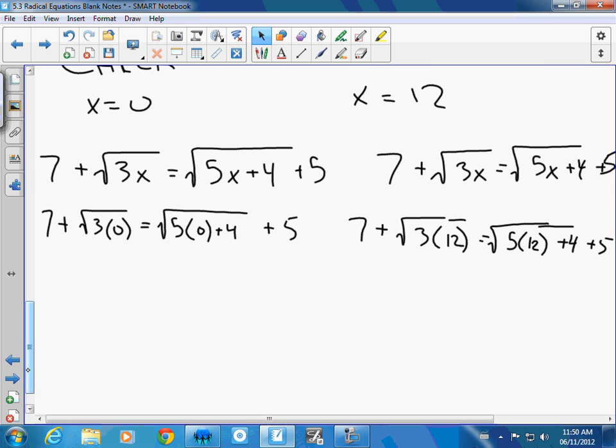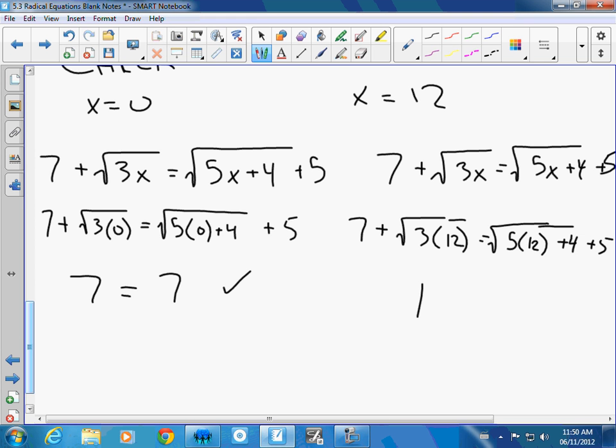That's annoying. Okay, 3 times 0 is 0, square root of 0, so that's 7. Okay, 5 times 0 is 0, plus 4. Square root of 4 is 2. 2 plus 5 is 7. All right, that one works. Now 3 times 12 is 36, square root of 36 is 6. 7 plus 6 is 13. 5 times 12 is 60, plus 4 is 64, square root of 64 is 8. 8 plus 5 is 13. Do they both work?